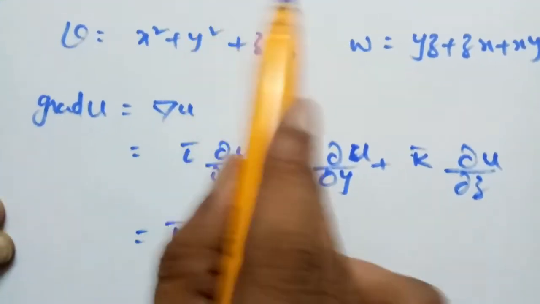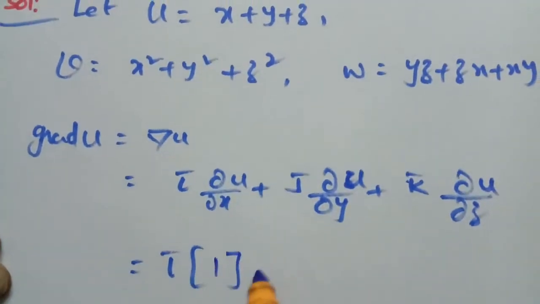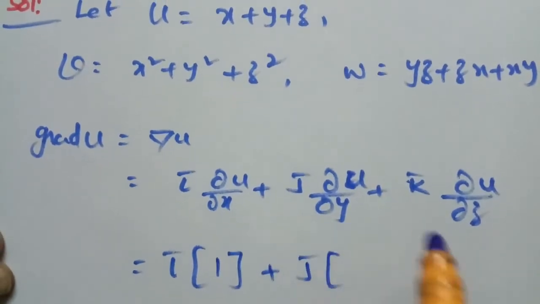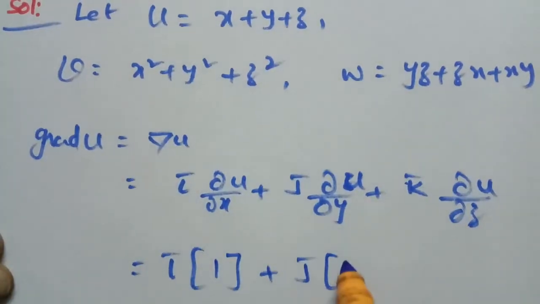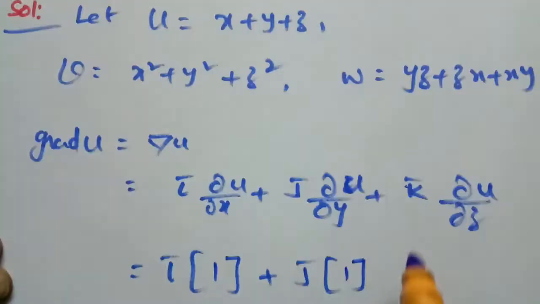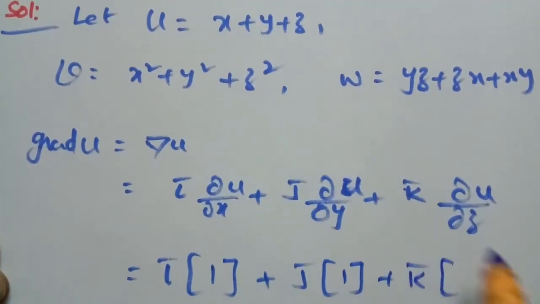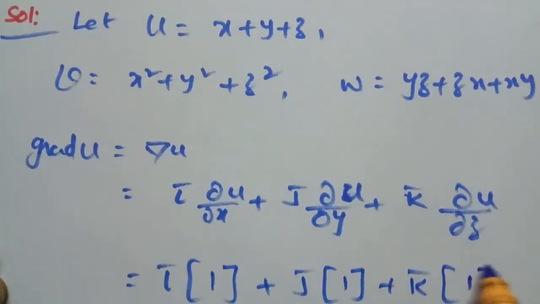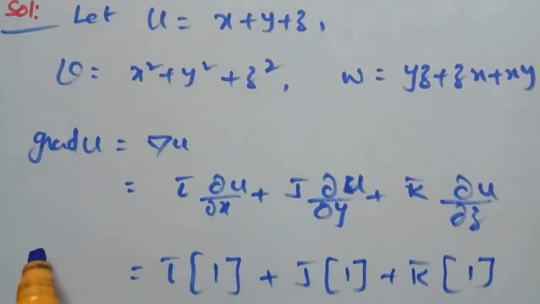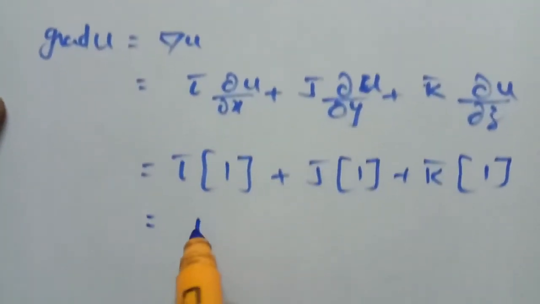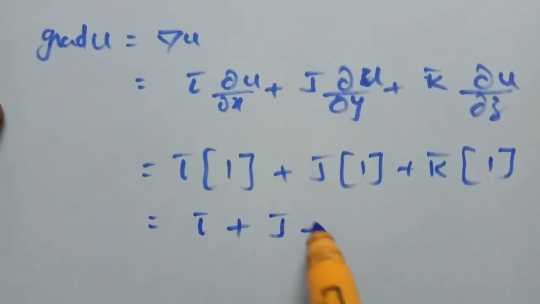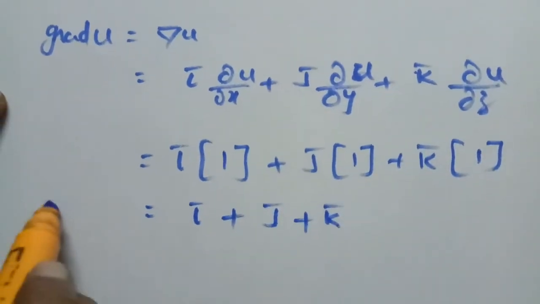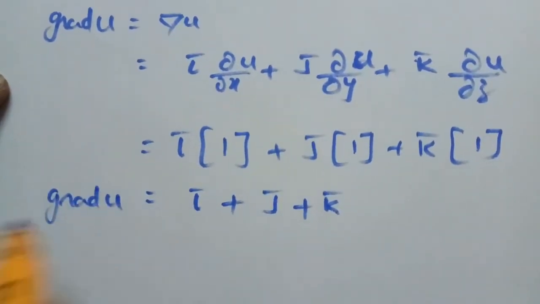that is i bar into dou by dou x of u. x derivative is 1, other derivative is 0. j bar into with respect to y 1, other derivative is 0, plus k bar into with respect to z 1, x and y derivatives are 0. Therefore this is i bar plus j bar plus k bar. This is grade u.